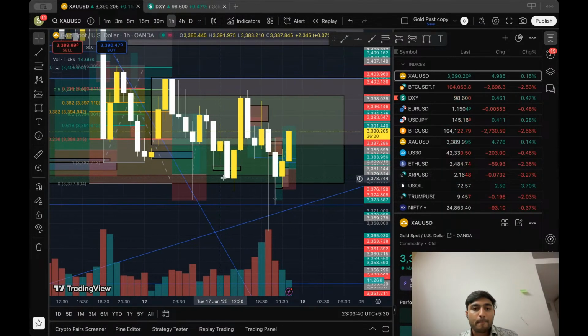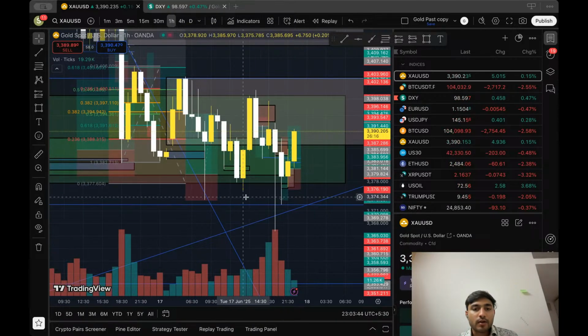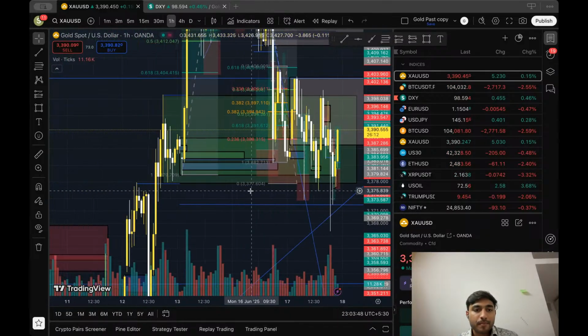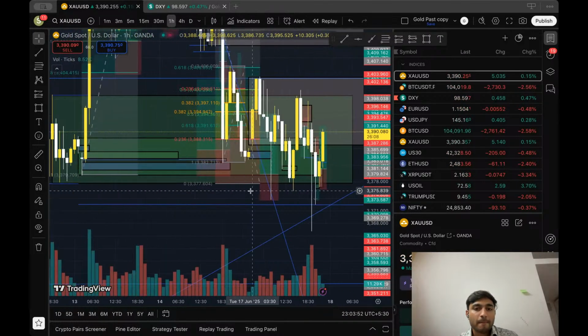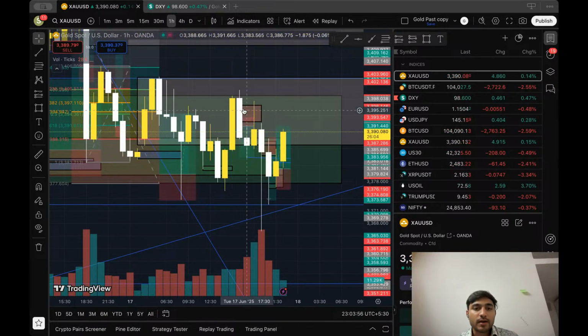Then what we have? We have 375. 375 is a good level, good support level. At 375 we had an upside move. It happened in the London session. Actually, we took a trade here. I'll show you that trade.